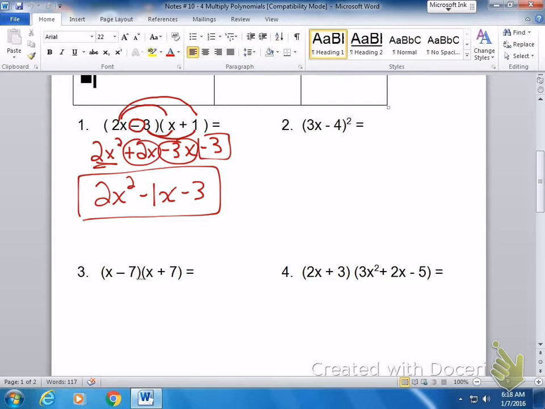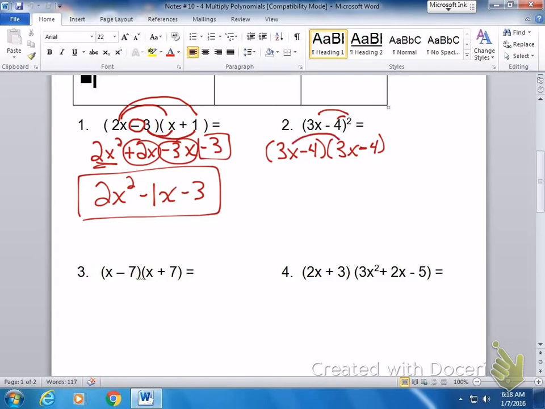Now let's look at number 2. It's 3x minus 4 squared. And if you remember yesterday, the stamp method, that means I'm multiplying 3x minus 4 by itself twice. So I'm going to rewrite this as 3x minus 4 times 3x minus 4. Don't try to come in here and distribute the exponent over that subtraction sign, because it won't work. 9x squared minus 6 plus 16 is not the answer. So let's start our distribution.